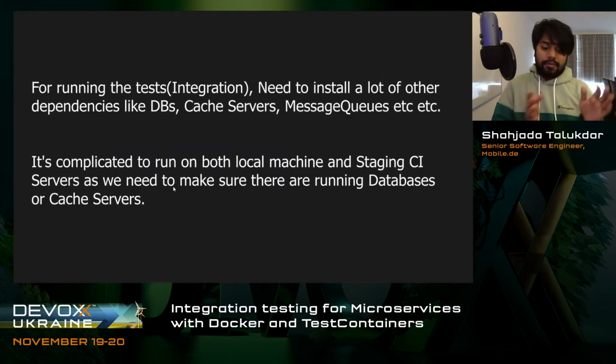And from that point of view comes the next thing. When, as a developer, I try to run the tests, or integration tests specifically, for a service, there can be a lot of dependencies: databases, SQL or NoSQL, cache servers like Redis, message queues like Kafka or RabbitMQ. So there are a lot of things coming with the service, right? If I run the test on my localhost, I need to make sure all these services are also available on my localhost.